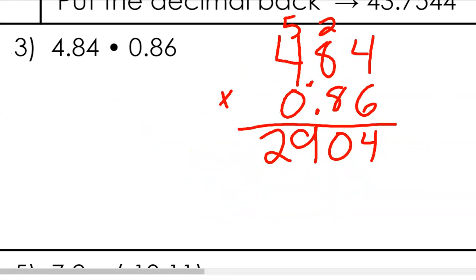Slide this up a little bit. Okay, so now we're doing the 8. So put a 0 here and multiply the 8. 8 times 4 is 32. Let me erase these numbers so I can have some space.